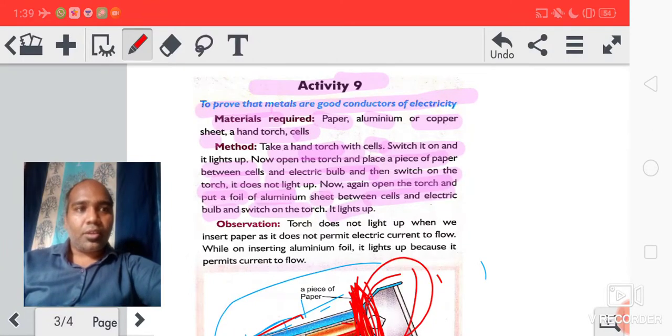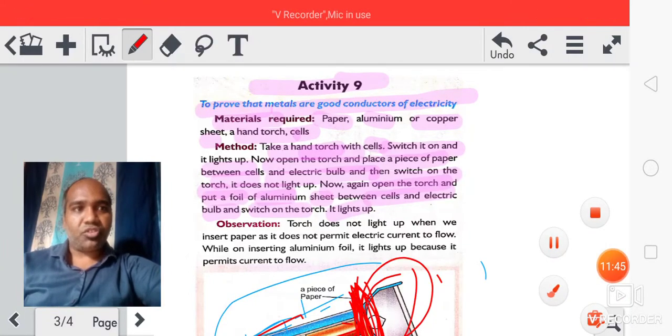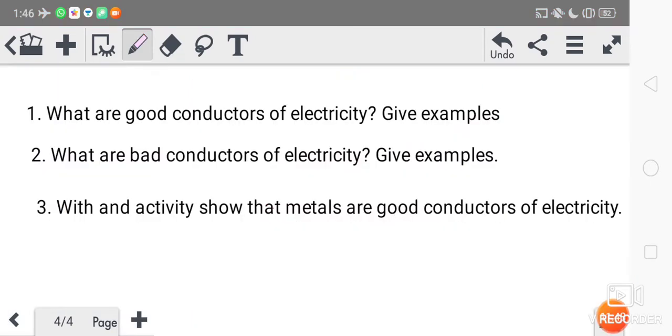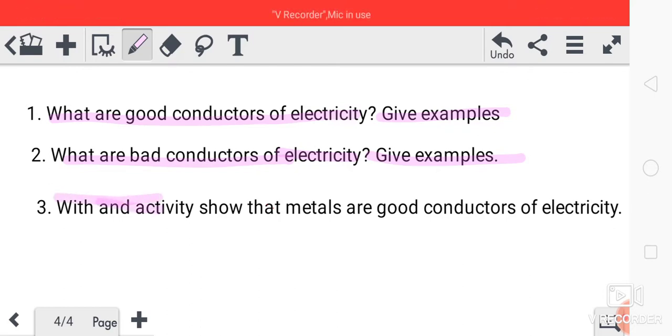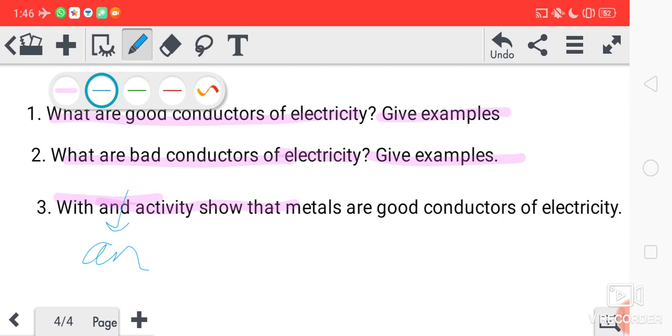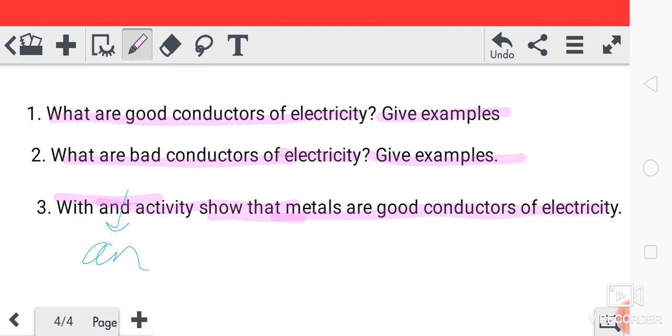Got it? Now I am giving you some questions, you have to solve. You will do these 3 questions. What are good conductors of electricity? Give examples. What are bad conductors of electricity? Give examples. And the last question is an activity question: with an activity, show that metals are good conductors of electricity. Just now we have seen the activity.